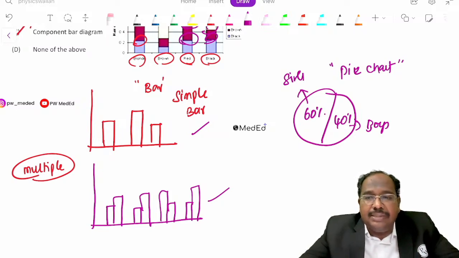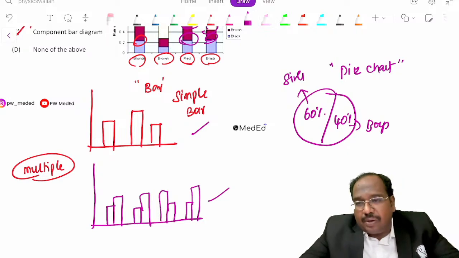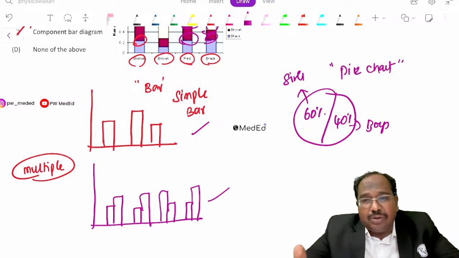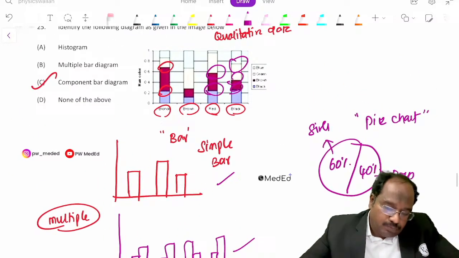This is also used for qualitative data. Qualitative data means any data that is not measurable. Sex, religion, these are not measurable. It's a quality.